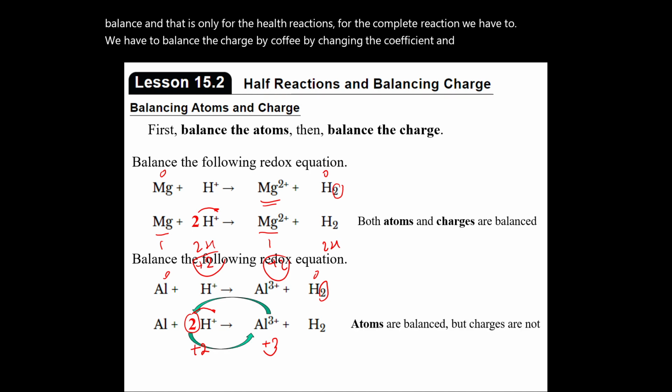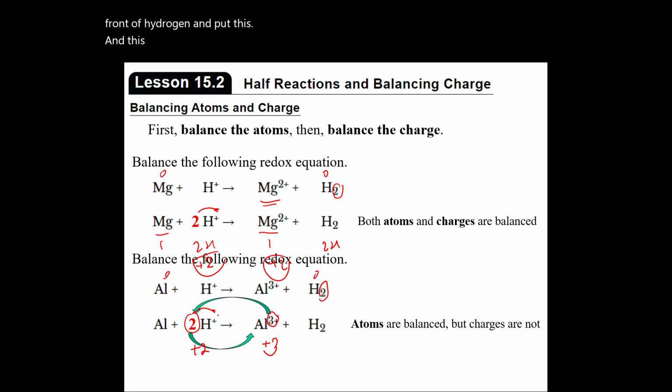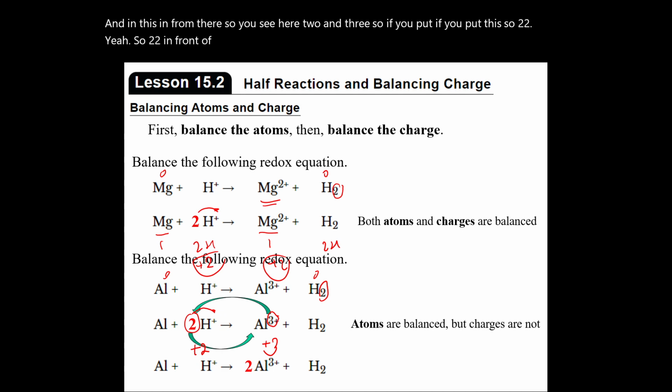And here you see the only way to balance it is if we put 3, the absolute number, of course, in front of hydrogen, and put 2 in front of aluminum. So you see here 2 and 3. If you put 2 in front of aluminum, and 3 in front of hydrogen ion, you just multiply 3 by 2, that will be 6.